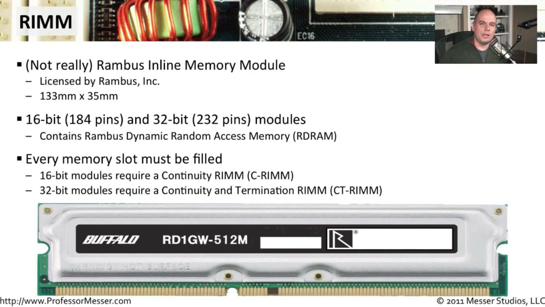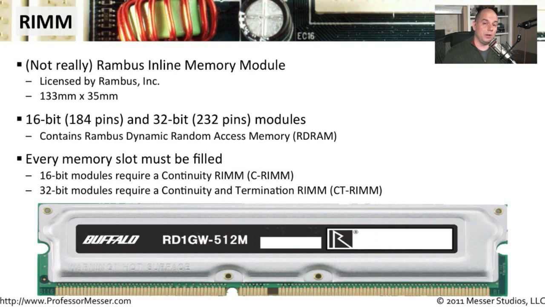And when you're working with the Rambus memory modules, every slot on that motherboard must be filled with something. So there are these things called continuity RIMs. In the 32-bit mode, they're called continuity and termination. Every slot on there has to be filled up. So you don't really see that many more in the newer systems.